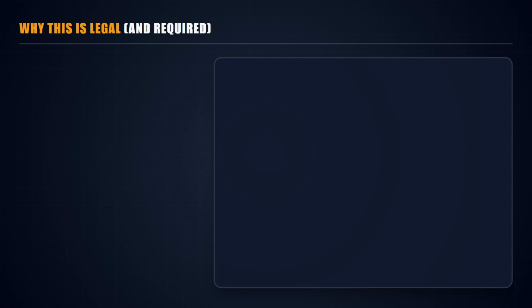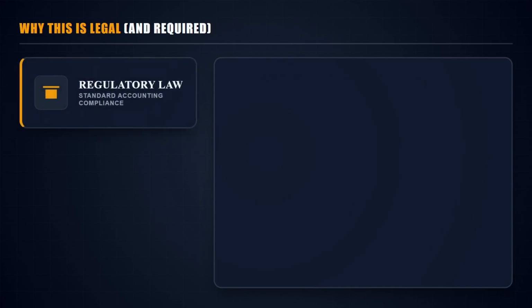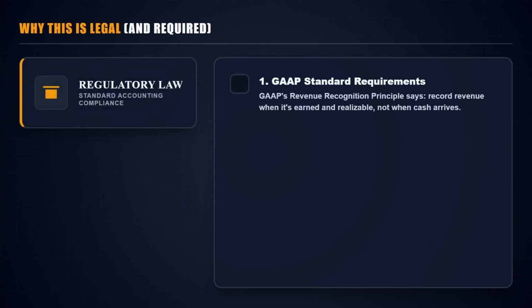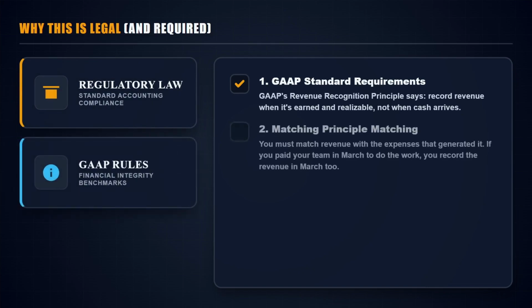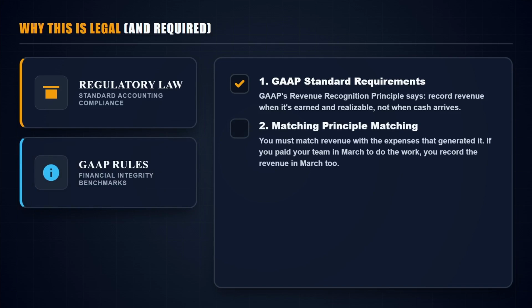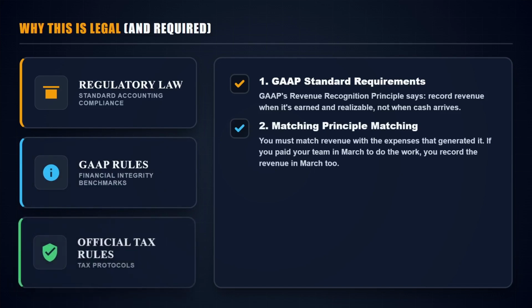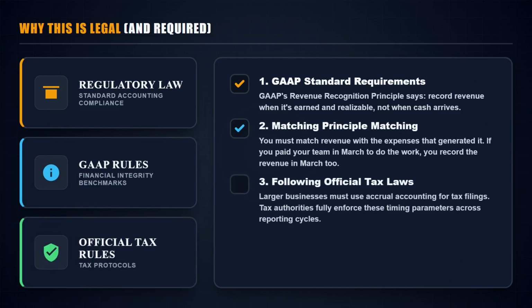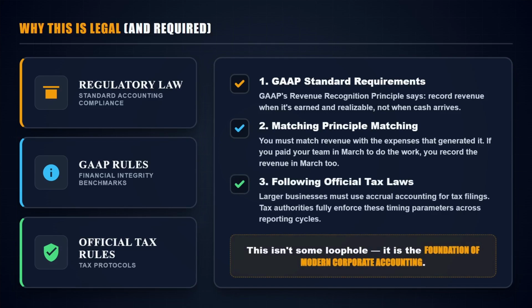So why is this legal? Three reasons. First, generally accepted accounting principles requires it. GAAP's revenue recognition principle says record revenue when it's earned and realizable, not when cash arrives. Second, the matching principle. You match revenue with the expenses that generated it. If you paid your team in March to do the work, you record the revenue in March too. Third, following tax laws. Larger businesses must use accrual accounting for tax filings. Tax authorities fully enforce these timing parameters across reporting cycles. This isn't some loophole, it's the foundation of modern accounting.